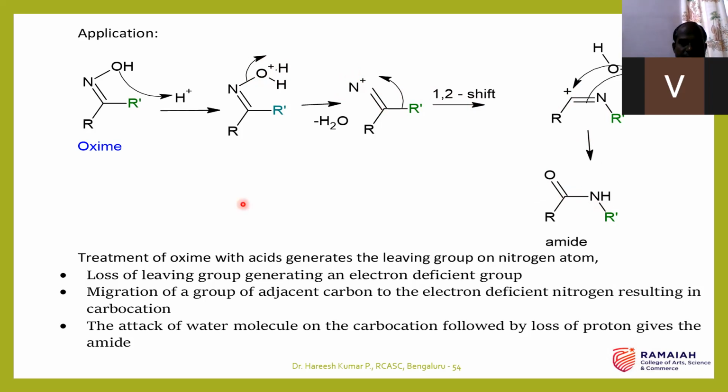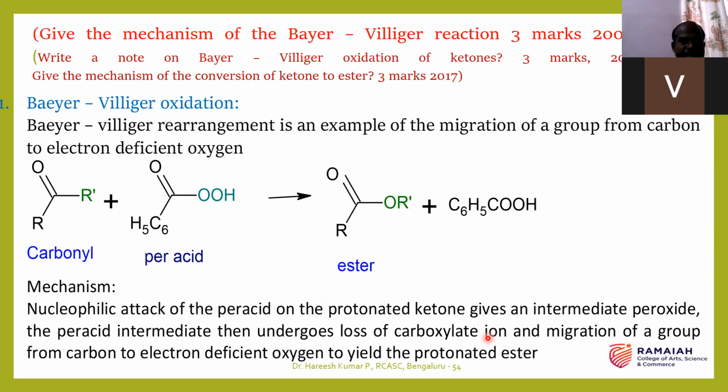So here it's in terms of representation with the structures, but in terms of words: treatment of oxime with the acid generates the leaving group on nitrogen atom. So loss of leaving group generates an electron deficient nitrogen. Migration of group from the adjacent carbon to the electron deficient nitrogen. The attack of water molecule on the carbocation followed by loss of proton gives rise to amide. This is about the Beckmann rearrangement.